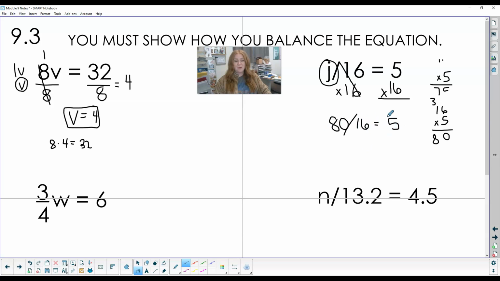So 16 can go in there 5 times. 16 times 5 is 80. So j equals 80. 80 divided by 16 is 5.